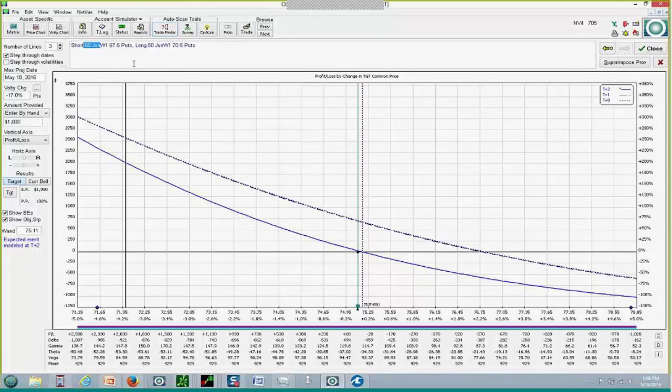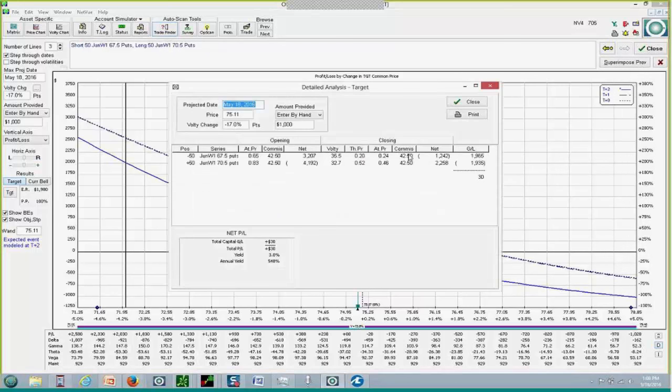Now remember, you've got your commissions involved. Always add that, and OptionVue does that. If I hit D, you can see the commissions is going to cost me $85 in commissions to put on this $1,000 trade. But watch this.